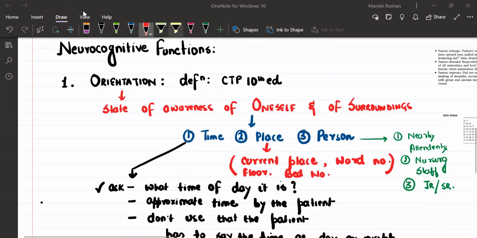The first heading is orientation. Orientation is defined as the state of awareness of oneself and of surroundings with respect to time, place, and person. This is the standard definition given in CTP 10th edition. On assessing orientation, we have to look into time, place, and person.